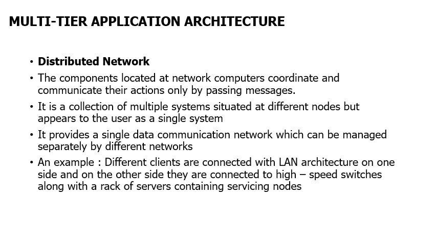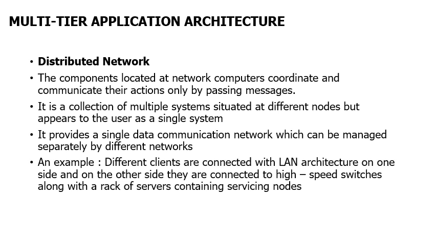Multi-tier application architecture runs on a distributed network. So we'll see what a distributed network is. The components in a distributed network are located at network computers, and they coordinate and communicate their actions only by passing messages. It is a collection of multiple systems situated at different nodes but appears to the user as a single system.